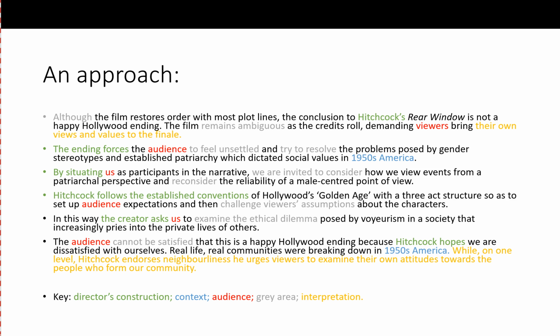Real life and real communities breaking down in 1950s America. While on one level Hitchcock endorses neighbourliness, this word, I hope, he urges viewers to examine their own attitudes towards the people who form the now for their community.